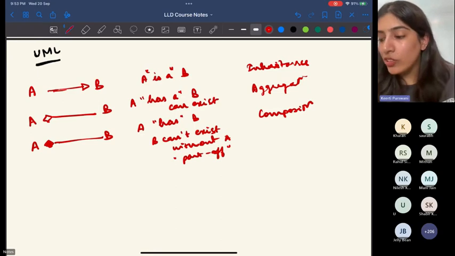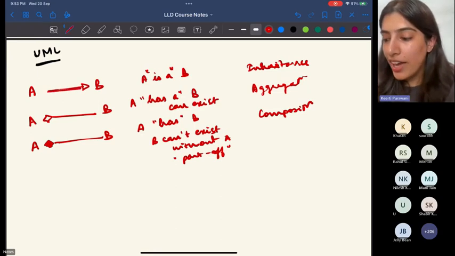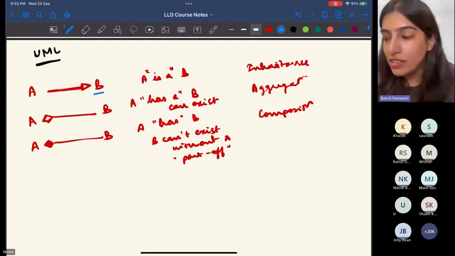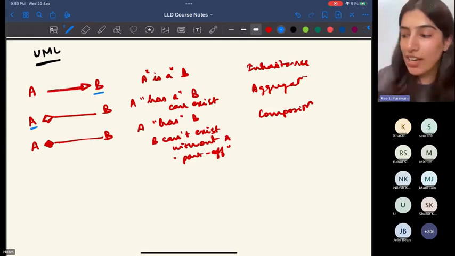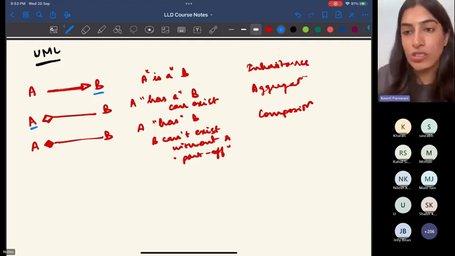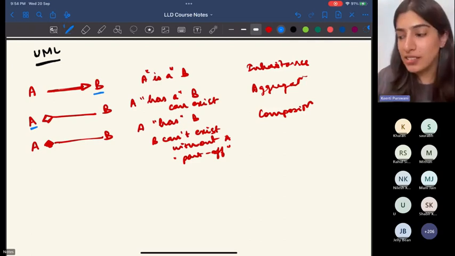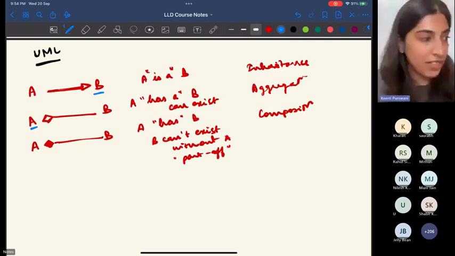Does this make sense? I know it gets confusing that here the arrow is towards the parent. If you think about it, here the parent, the base class, is B, right? Here also the bigger class is A. A has B, right? So the arrow is towards the bigger class or towards the superclass. Yes, makes sense? So this is the visual representation.